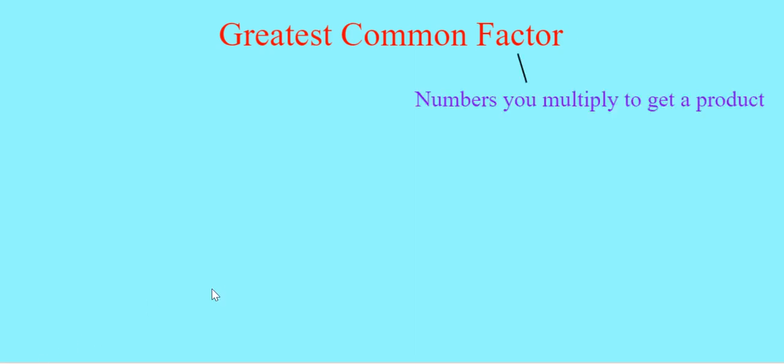And in math terms, common means something that's the same, like you have something in common with somebody. If you both play Fortnite, then you have that in common with your friend. In this case, we're looking for the greatest common factor, so it's going to be a factor that's the same. And greatest in math terms means the largest. So the greatest common factor is the largest number that you multiply together that's the same for two numbers.